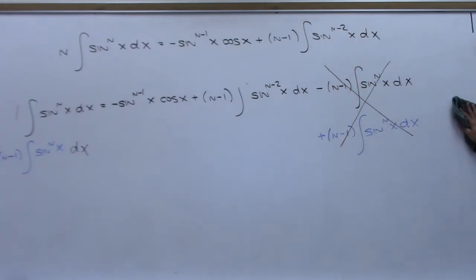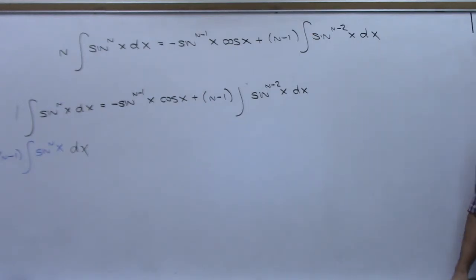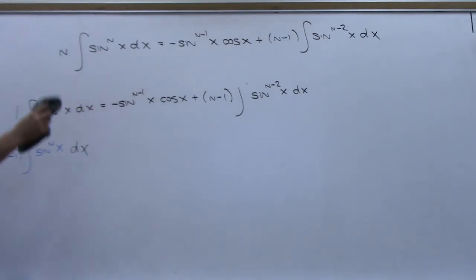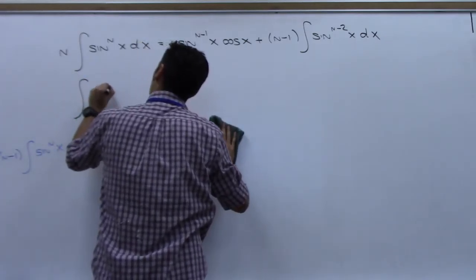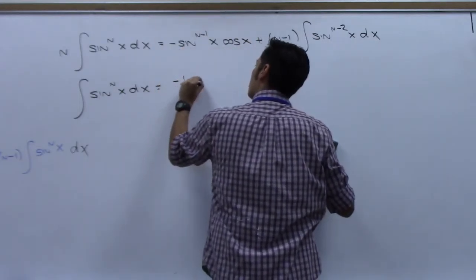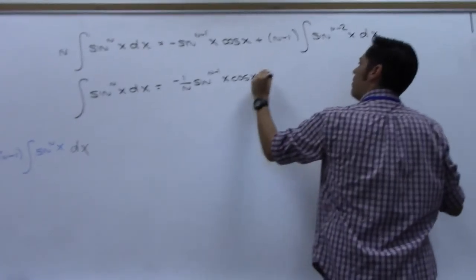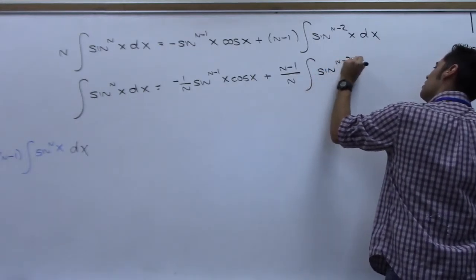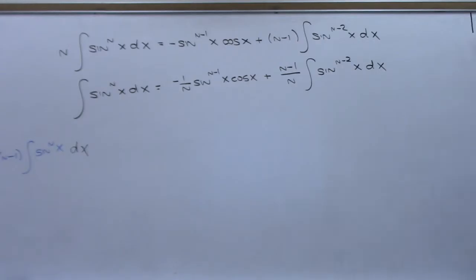That's where we are now, because this was gone, right? And finally, divide by n. This is just a number, so just divide everything by n now. And when you do that, you get the reduction formula. Divide this by n, so I'll put negative 1 over n sine n minus 1 x cosine x. Divide that by n, so n minus 1 over n integral sine n minus 2 x dx. There it is. That's your reduction formula.